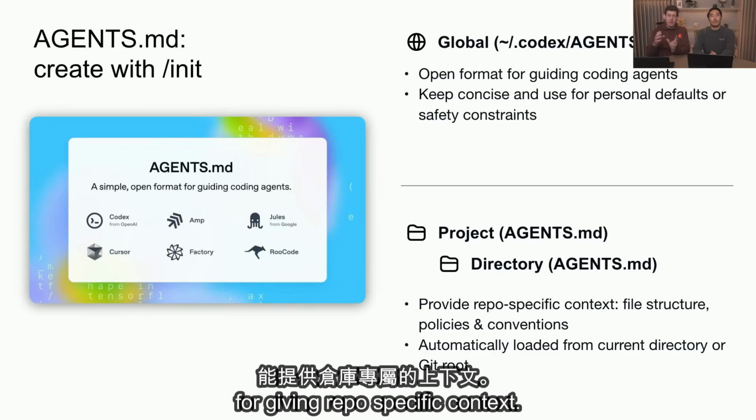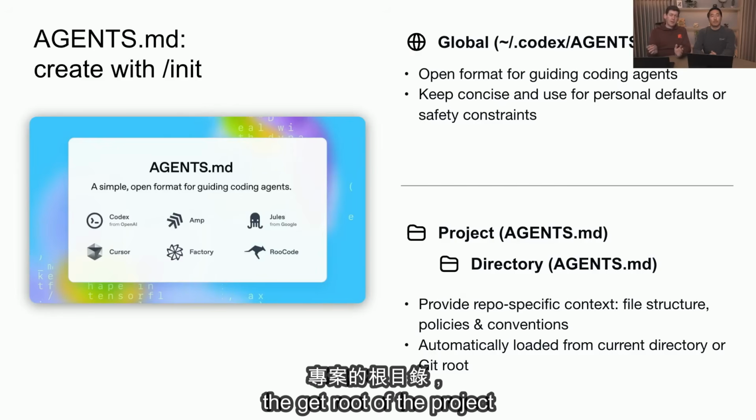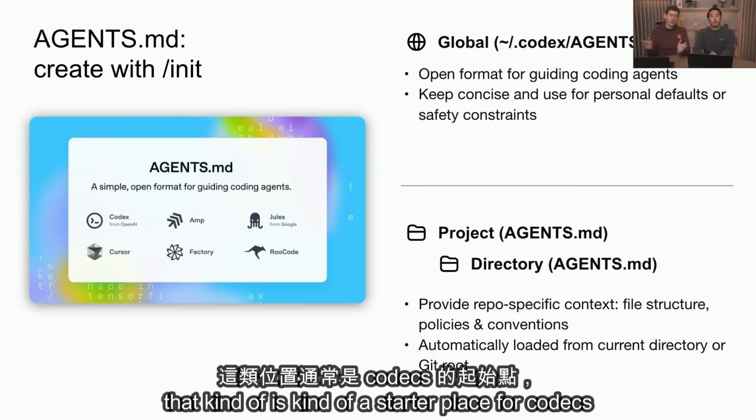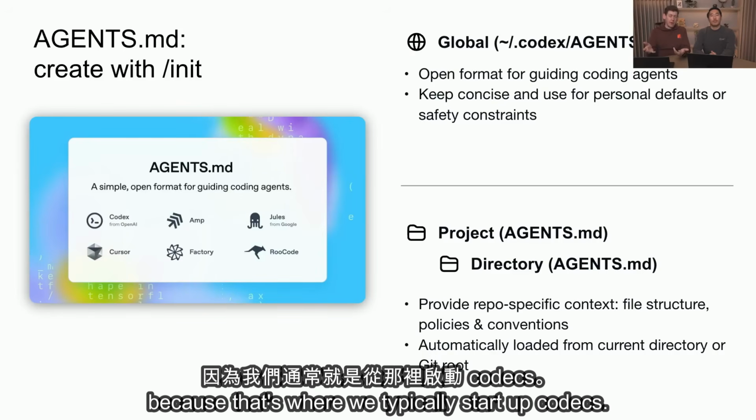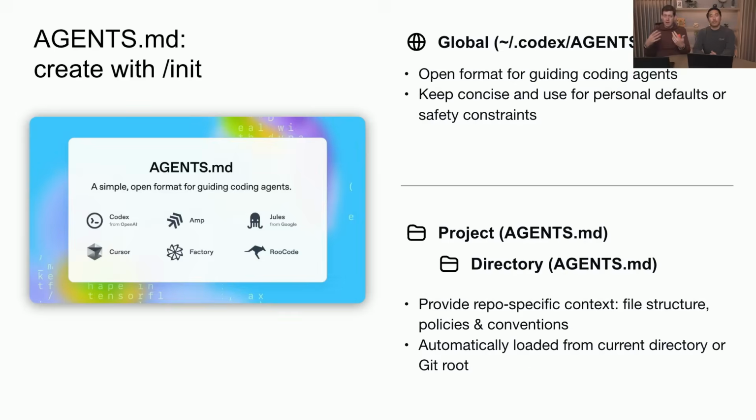And these are really good for giving repo-specific context. Usually we'll put one at the git root of the project that is the starter place for Codex, because that's where we typically start up Codex. We might also include it in subdirectories for different services that just tell Codex as it goes into that directory, okay, here's what you're actually working on here. Here's the context that you need to pay attention to.